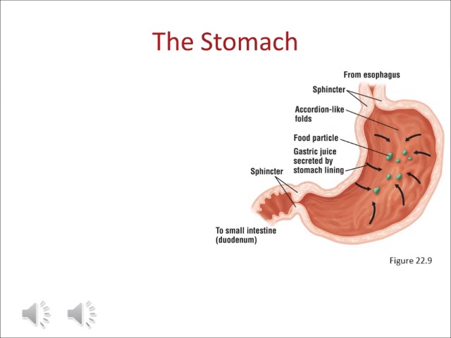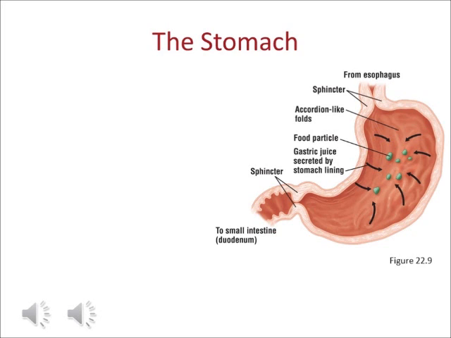Okay, let's move ahead now, and we're going to start with the stomach, taking a look at its structure and also its function. The stomach is structured with an interior that's made up of extensively folded tissue. Here in figure 22.9, you can see that it looks sort of like hills and valleys, like the interior of the stomach is made up of hills and valleys.